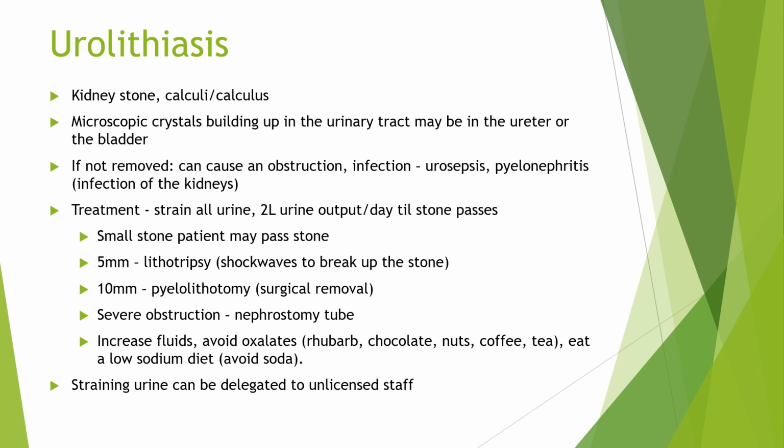So treatment: we're going to strain all their urine. Our goal is 2 liters of urine output a day until that stone passes. We want them to be voiding a lot because we really want to get that stone moving. Again, a small stone the patient may be able to pass. A 5-millimeter stone, they're going to need a lithotripsy, and that's just shock waves that break up the stone. A 10-millimeter stone is going to be a pyelolithotomy, which is a surgical removal of the stone. And then if there's a severe obstruction, they might need a nephrostomy tube.